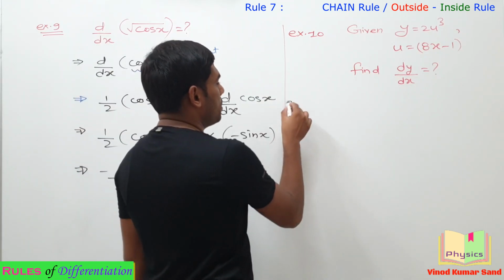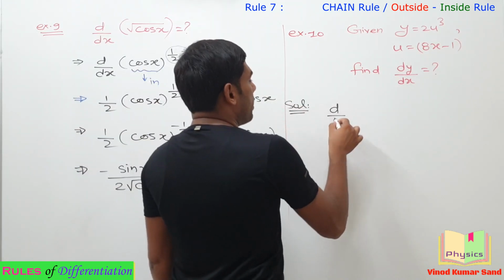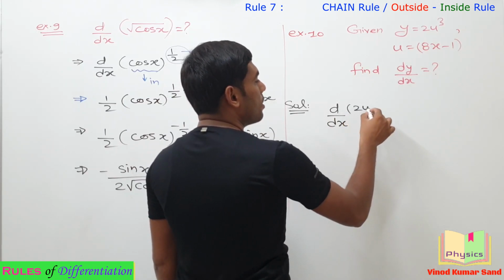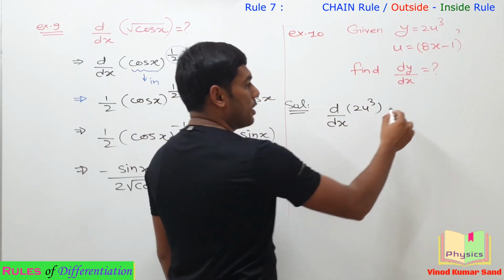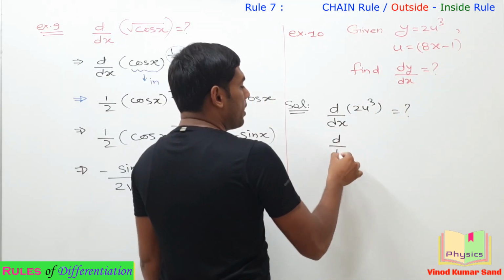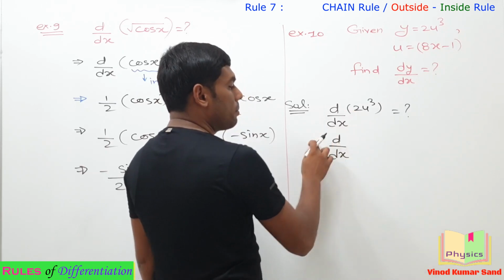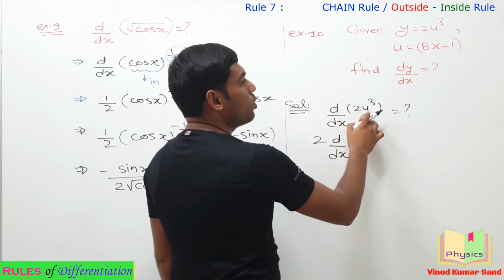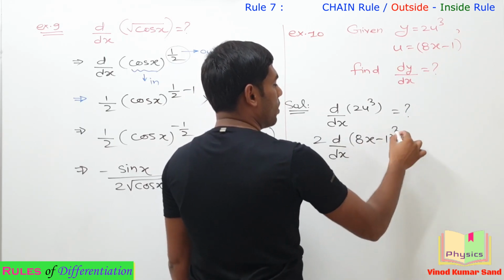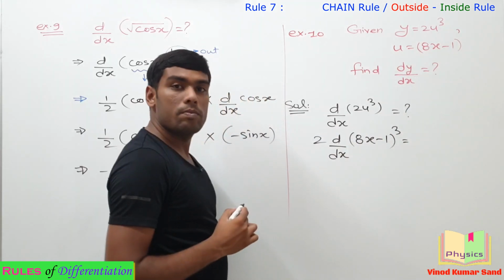I am solving the question here. d by dx of y, and y itself is 2u cube that you have to obtain. Okay. d by dx of 2u cube, 2 is a constant, so I am taking it outside. u cube means what? (8x minus 1) whole cube. Do you agree?